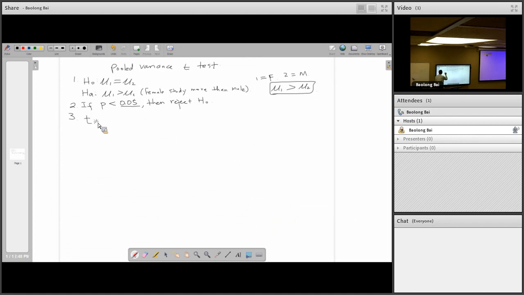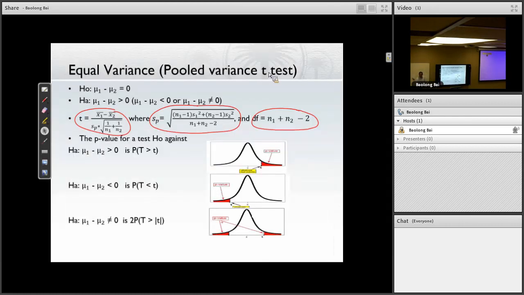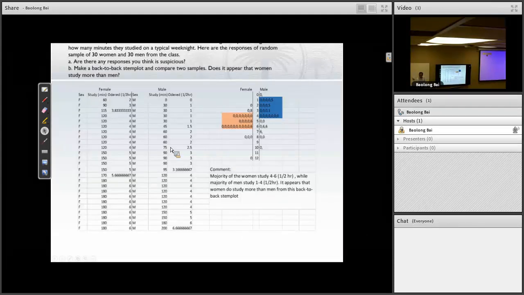The t statistic, the formula is given as x1 bar minus x2 bar divided by SP times the square root of 1 over n1 plus 1 over n2. And then we'll try to plug in numbers. For example, what is x1, what is x2, what is n1, what is n2? So from the problem, we should be able to find the mean and standard deviation, right? Once you have data, you can always find the sample mean and sample standard deviation, all the statistics.